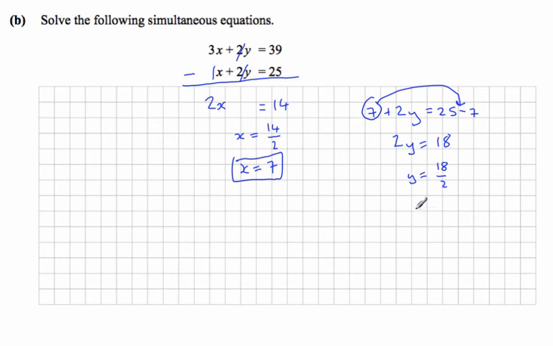So y is equal to 9. And that's my other solution. So x is 7 and y is 9.